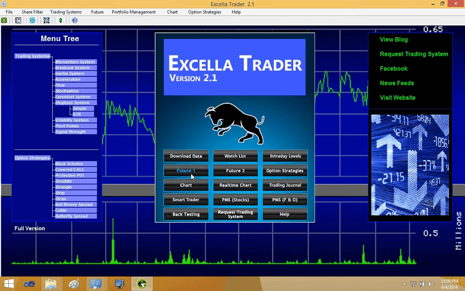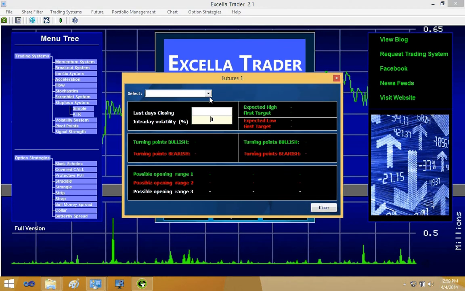Now we are moving to Futures 1. In the Futures 1 window, you can find out the buying and selling levels for the futures. Now we are taking the Nifty levels here. After clicking Nifty, you will see the possible opening ranges of Nifty.